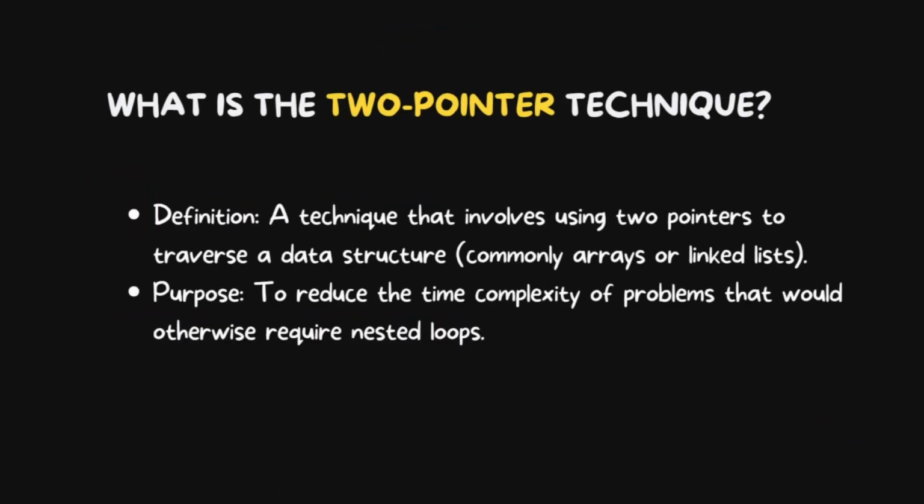The two-pointer technique is a strategy where we use two indices or pointers to traverse a data structure. This technique is particularly helpful when working with arrays or linked lists. The idea is to move these pointers to solve problems more efficiently than traditional approaches.